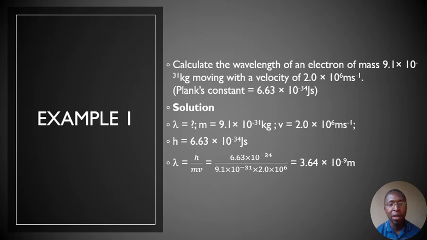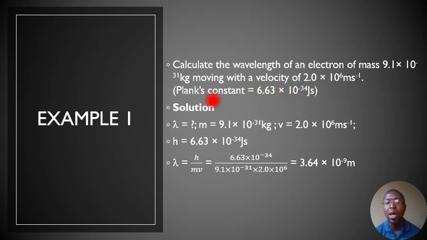So we have example 1. It says, calculate the wavelength of an electron of mass 9.1 times 10 raised to the power minus 31 kilogram, moving with a velocity of 2.0 times 10 raised to the power 6 meter per second. Given that Planck constant equals 6.63 times 10 raised to the power minus 34 joule-second.